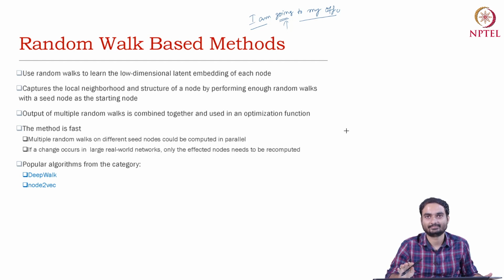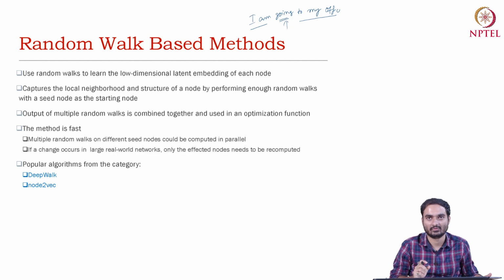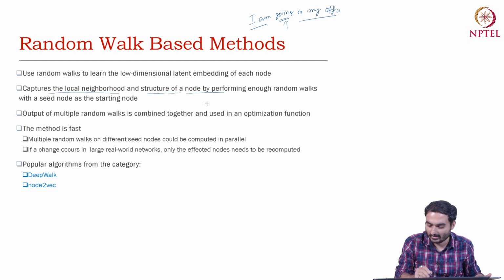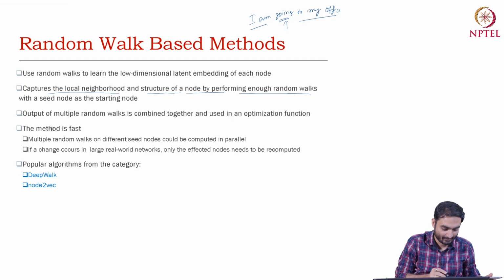But in the case of a graph, context is very difficult to capture. As I mentioned earlier, a graph does not have any unique structure. If we change the IDs of nodes, the entire thing will change. So what we do here is use random walk to capture the context of nodes. It captures the local neighborhood and structure of a node by performing enough random walks. We repeat random walks multiple times from a given node and capture the context.